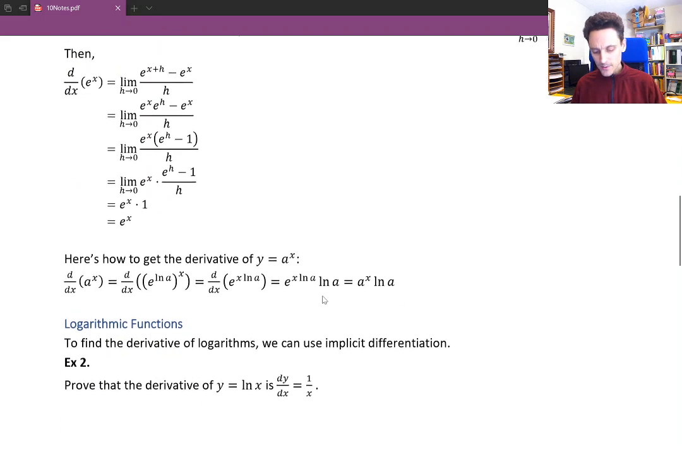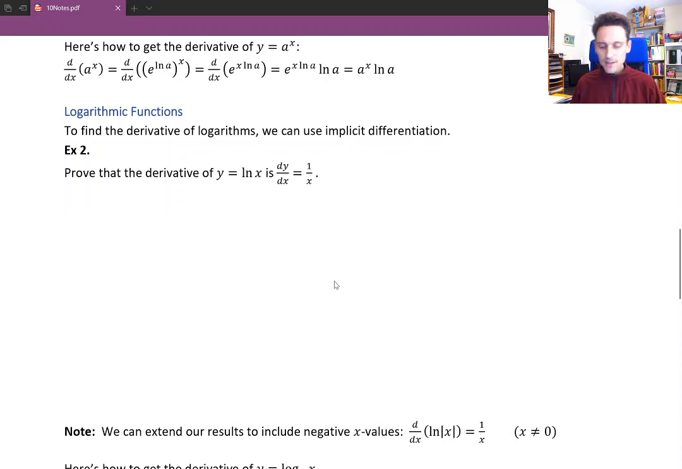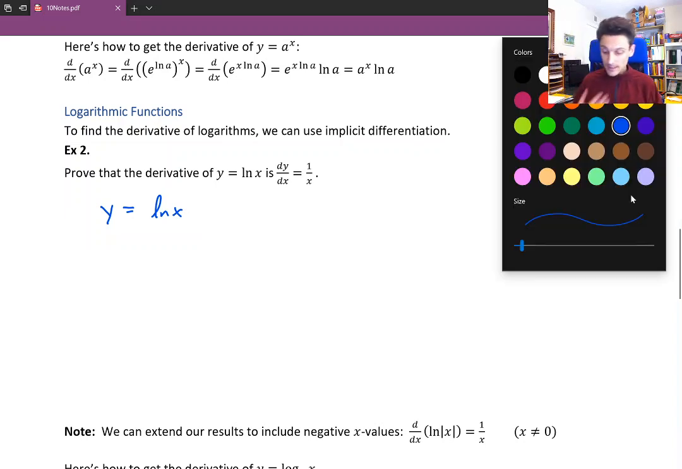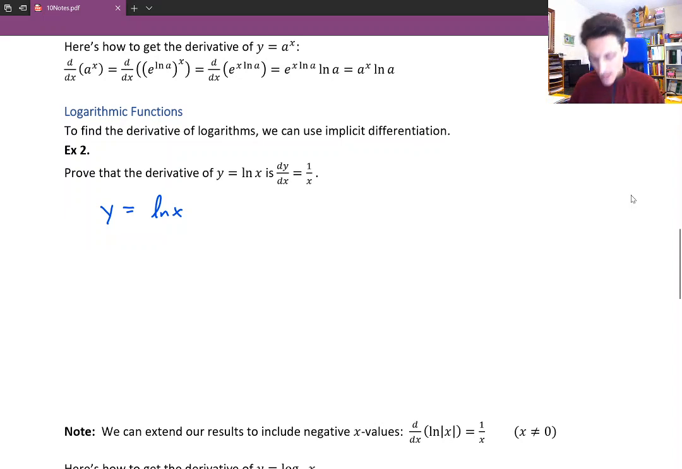Let's take a look at logarithmic functions. It turns out that for logarithmic functions, we can use implicit differentiation to help us prove the derivative shortcuts for logarithms. Let's start with ln x. The derivative of ln x, remember, is 1 over x. So we're going to start by writing y equals ln x. And we're going to try to solve or get rid of the log to rewrite it using an exponential, because we know what the derivatives of the exponentials are.